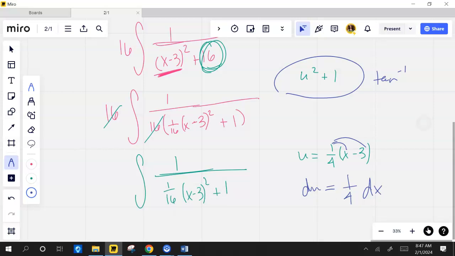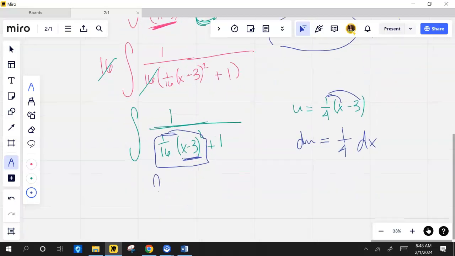Now, I need all of this to be u squared. This piece is already squared. This one's squared too, so I had to take the square root of it. Because if I say that this is u squared, that means everything that is u has to be squared, and I have to end up back here.